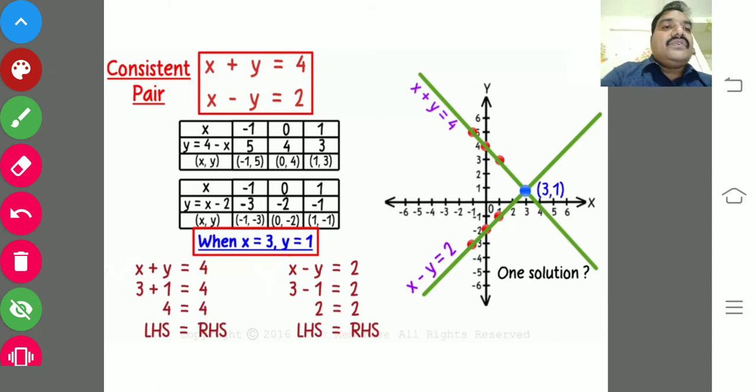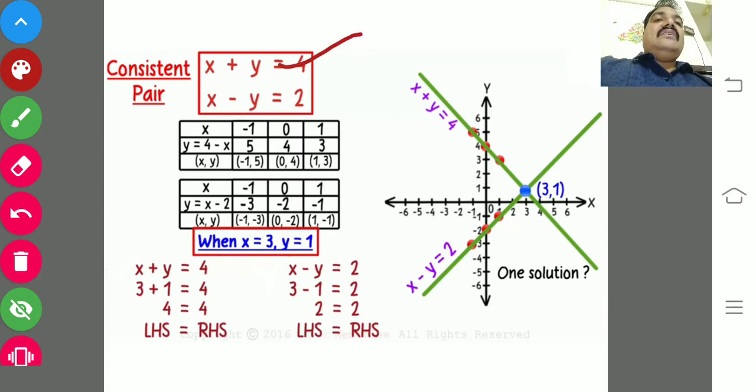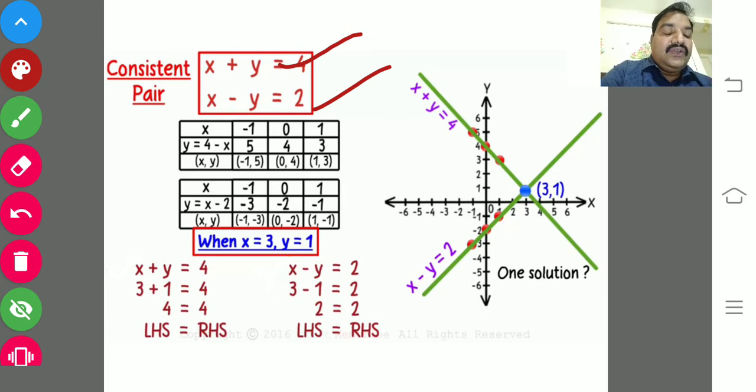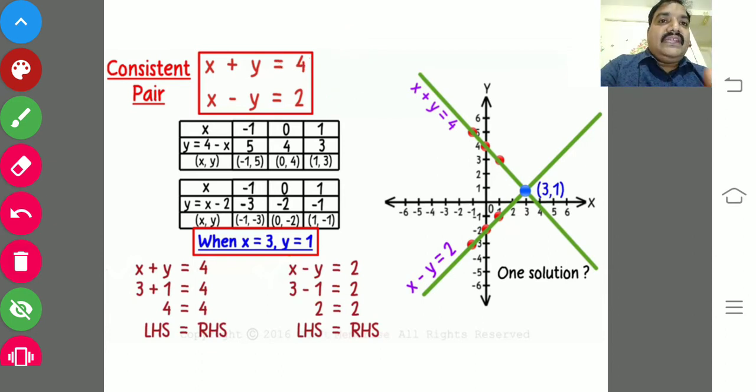But one more thing. In this pair of linear equations, we could observe that we have only one solution. That is nothing but the blue point. And this is nothing but a consistent pair. The two equations are said to be a consistent pair. And from this graph, you could conclude that we have only one solution. You just keep it in your mind. And next method, you just find out different solutions.